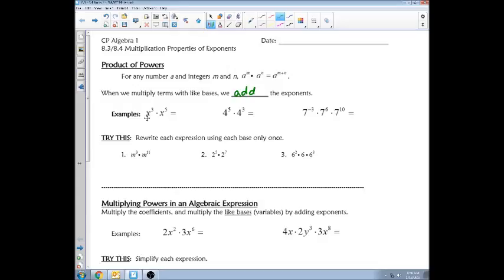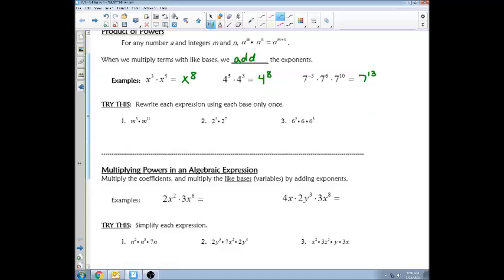So x to the third times x to the fifth will get us x to the eighth. 4 to the fifth times 4 to the third would get us 4 to the eighth. 7 to the negative third times 7 to the sixth times 7 to the 10th will get us 7 to the 13th. Now, we can't really leave those as 4 to the 8th and 7 to the 13th when we do our actual problems. I'm going to leave them like that for now just so you guys can see how those work, okay? So we're going to go ahead and try this.